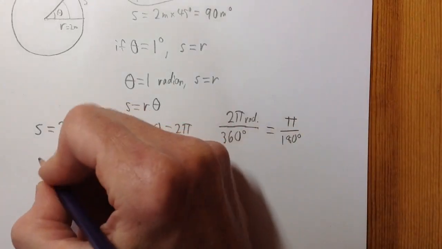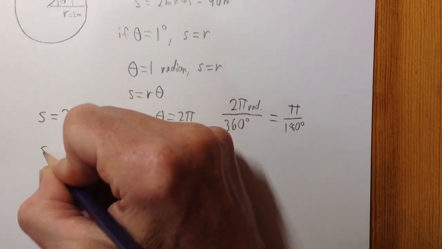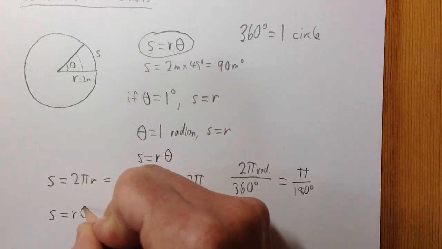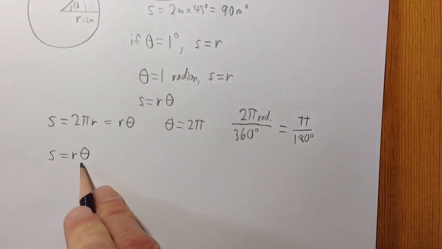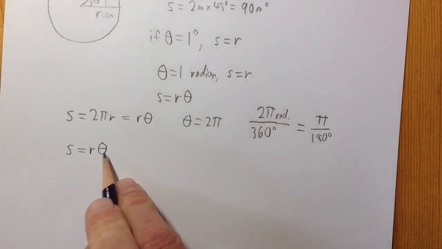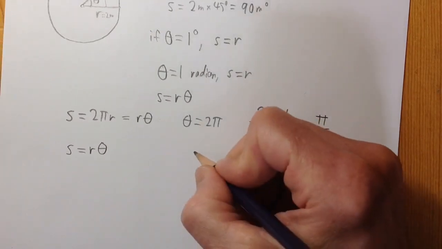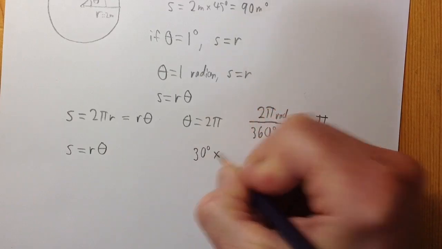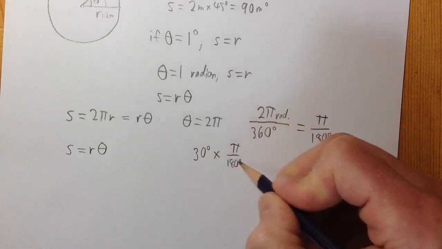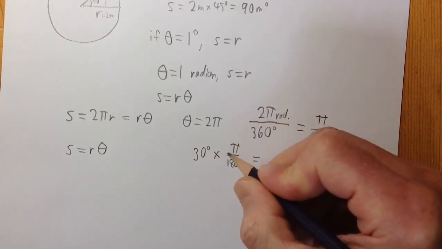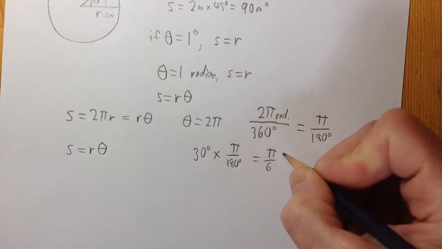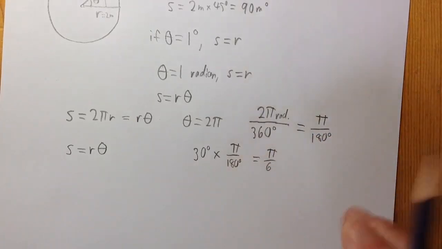The whole point of this again is if we want to know the distance we go, the arc length in a circle is just the radius times the angle, and if we use radians, we're done. That's the distance we go. If we use degrees, we have to change the degrees to radians. So let's say we go 30 degrees. We change that to radians, multiply by pi over 180. Degrees cancel, we did it right. Divide by 3, get 6. That's pi over 6 radians. We can plug that in here. We know how far we went.